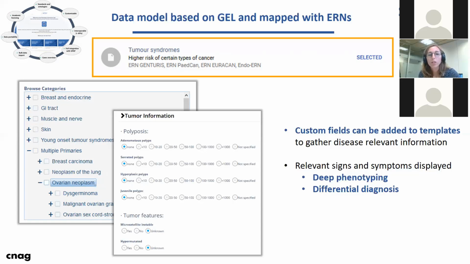And as we mentioned before, the example we are showing here is regarding ERN GENTURIS and a collaboration with it within SolveRD, as they are interested in also gathering information about the type of polyps and the number of polyps that the different patients might have, and also some specific tumor features. So we have enabled the possibility for them to enter this information in a structured way that they will be able to use in the future to stratify the patients and create a specific cohort based on this important phenotypic information.